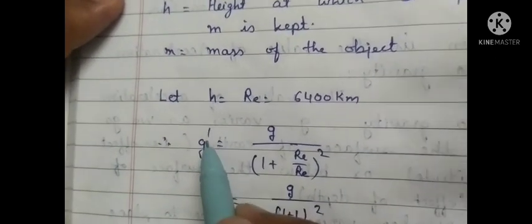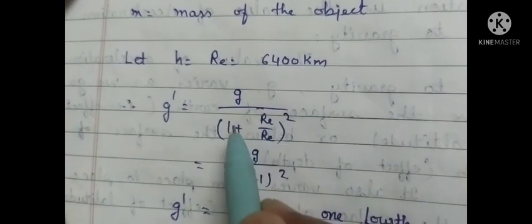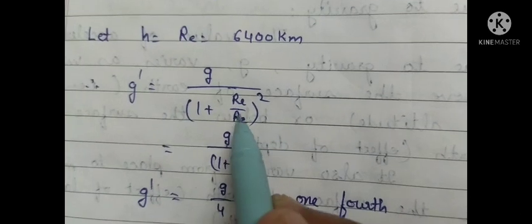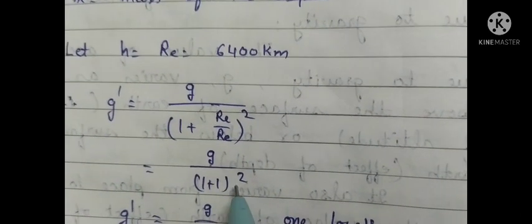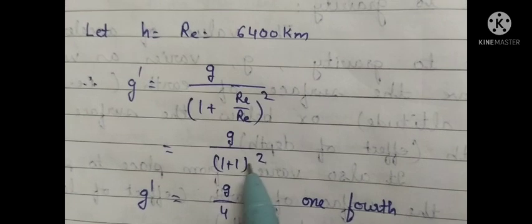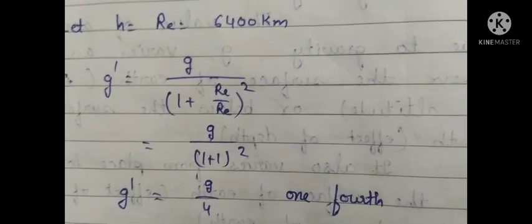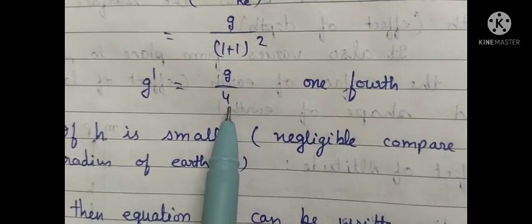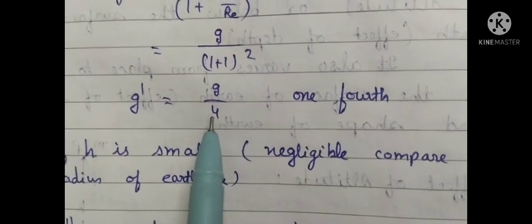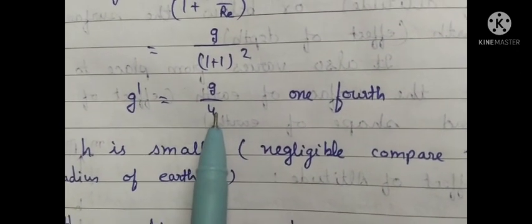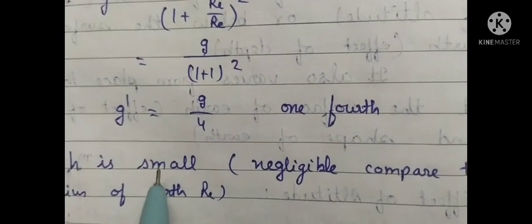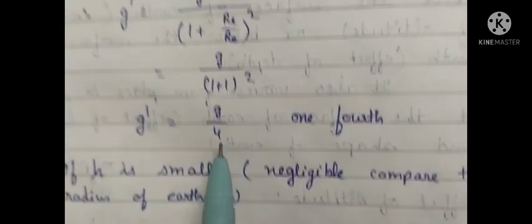Therefore from the equation, g prime is equal to g over (1 plus RE by RE). Cancelling this RE and RE, it becomes 1. 1 plus 1 means 2, and 2 whole square is 4. So g by 4. That means if the object is placed at a height equal to the radius of earth, at a height 6,400 kilometer from the surface of earth, at that point the acceleration due to gravity decreases to 1/4.